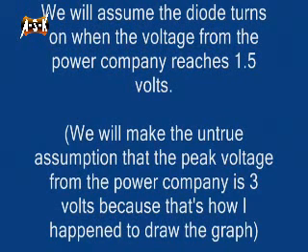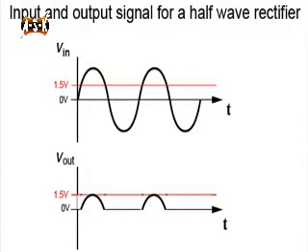We will assume the diode turns on when the voltage from the power company reaches 1.5 volts. Here is a graph showing how the output voltage that will power our load looks with respect to the input voltage from the power company. The output voltage remains zero until the input voltage reaches 1.5 volts. At 1.5 volts, the diode turns on and acts like a resistor. As the input voltage continues to rise above 1.5 volts, the output voltage rises as well.